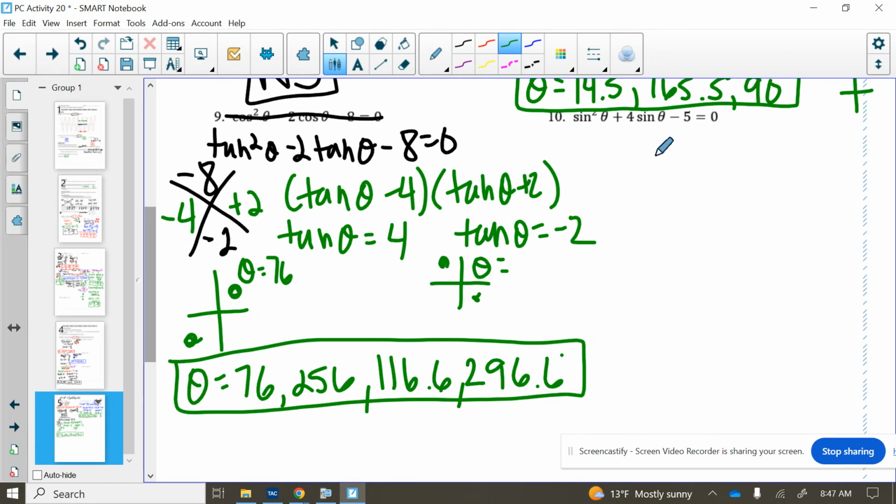The last one I want you to try on your own, you are looking where we have sine squared plus 4 sine minus 5 equal to 0.